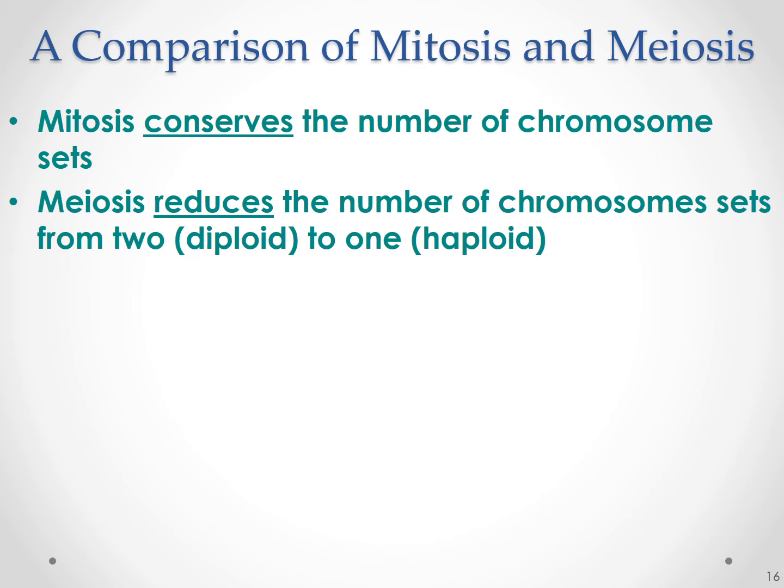This is as opposed to meiosis. Meiosis reduces the number of chromosome sets. In humans, we start out as diploid. Remember, our somatic cells are diploid, and then the reproductive cells are going to undergo meiosis to produce the gametes, which are haploid.